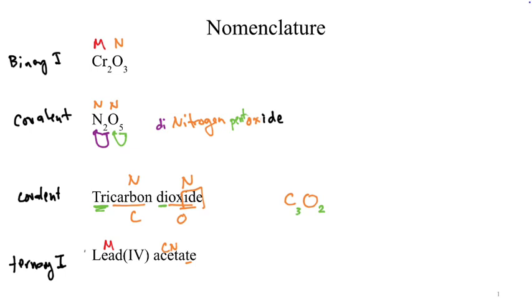Okay. Between the next two, binary ionic or ternary ionic, which one do I think is easier? Binary, because it has less things in it. Okay. It doesn't have to be fancy. Cr, what is Cr? Chromium. Do you know how to spell chromium?